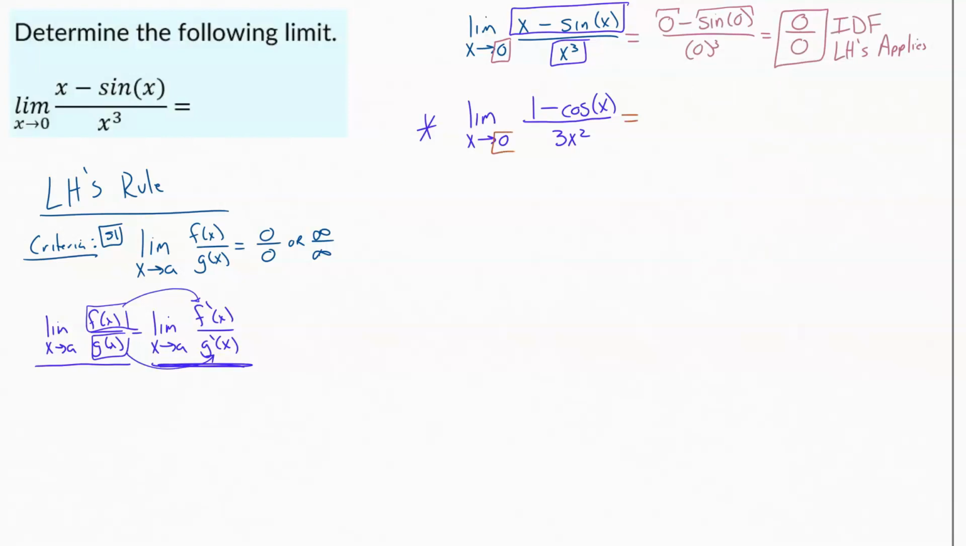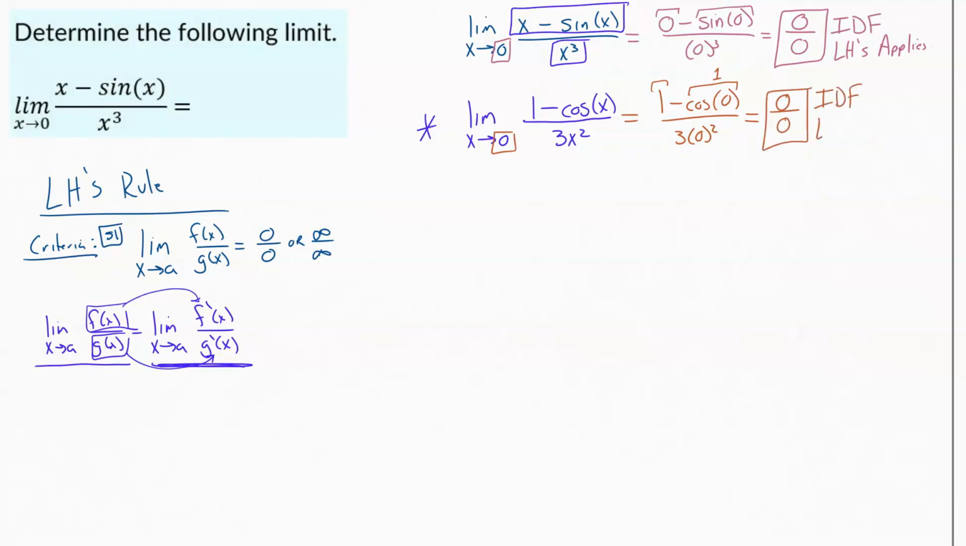So again, we're going to go back and plug 0 in everywhere we see an x in this equation. So we end up with 1 minus the cosine of 0 over 3 times 0 squared. So here we get 1 on top, and then the cosine of 0 is also 1. So 1 minus 1 gets you 0, and then 3 times 0 on the bottom gets us 0. And oh dang, look what happened. You still have an indeterminate form.